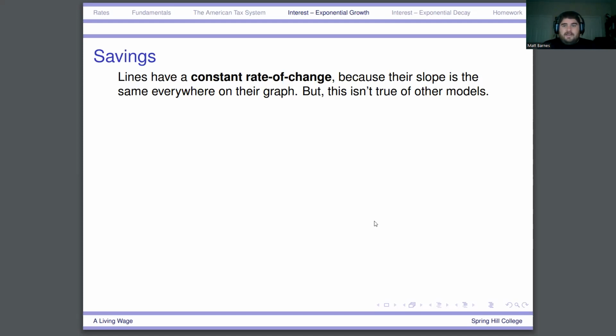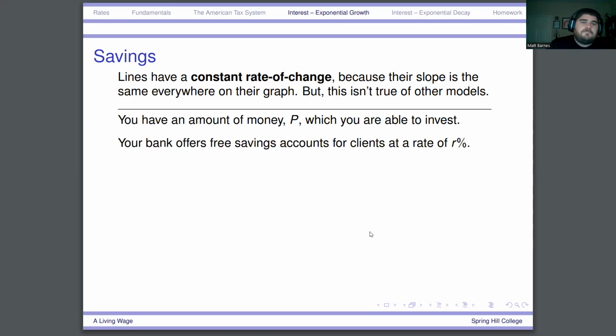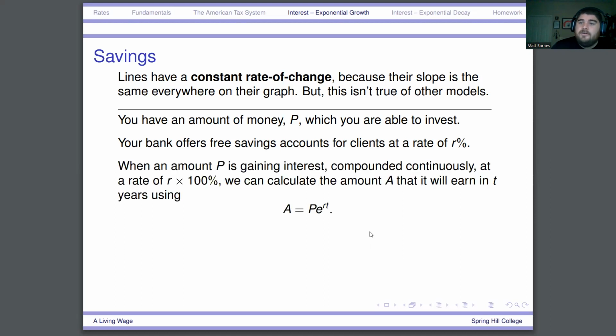Now, when it comes to other things, like savings in particular, lines go out the window. What we have when we deal with things like savings accounts is usually some sort of exponential growth. So we'll have an amount of money that we're able to invest. We'll use P to represent that. It stands for principal, the amount you start with. And then let's say your bank offers a free savings account at a rate of R%.